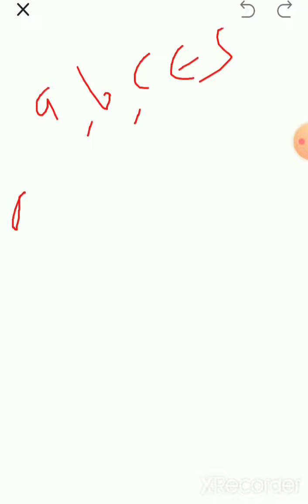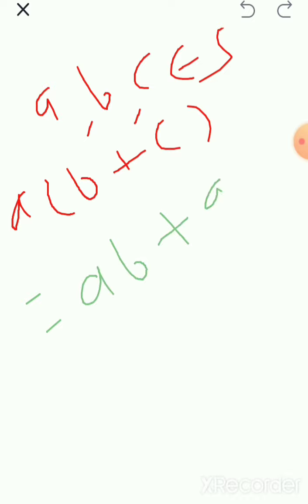Now the last property, that is the distributive property, means multiplication is distributive over addition. So you can choose any 3 elements A, B, C belongs to S. And if A(B plus C) is equal to AB plus AC, then we can say that distributive property holds in S.